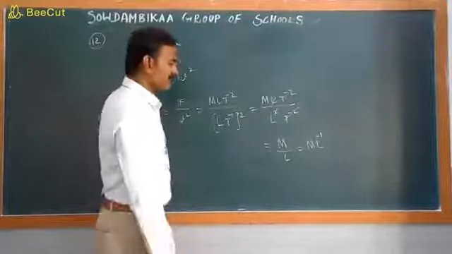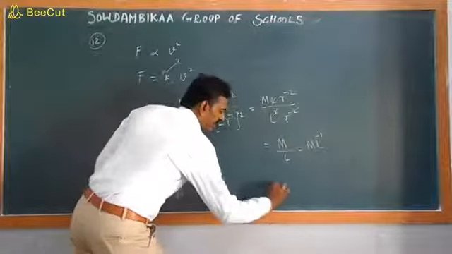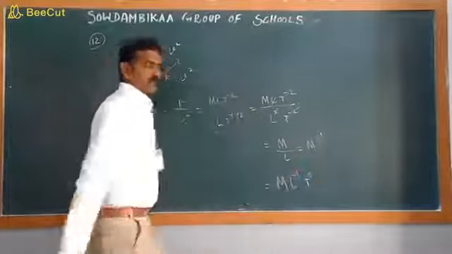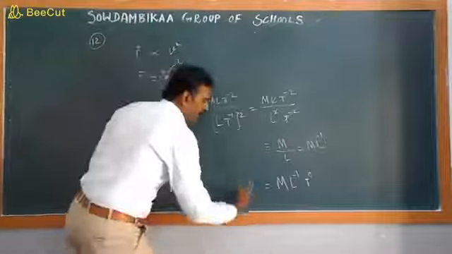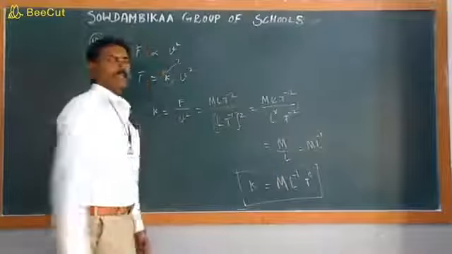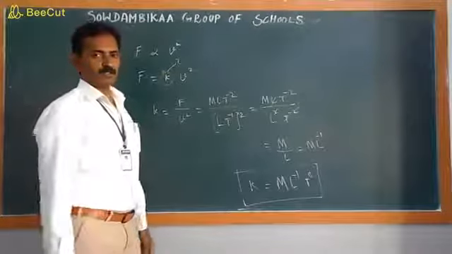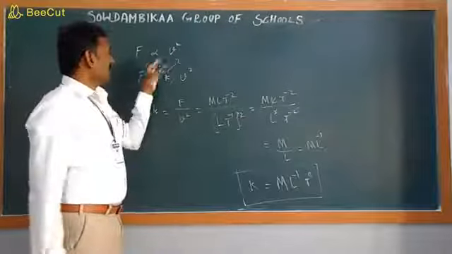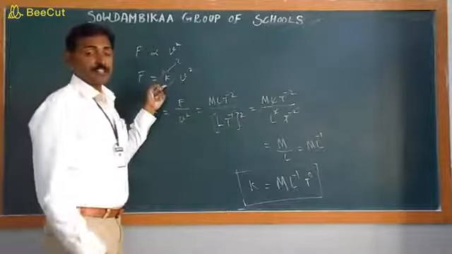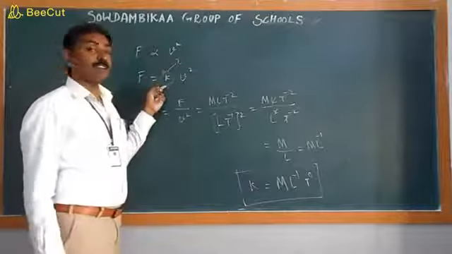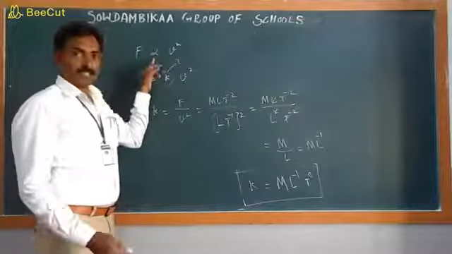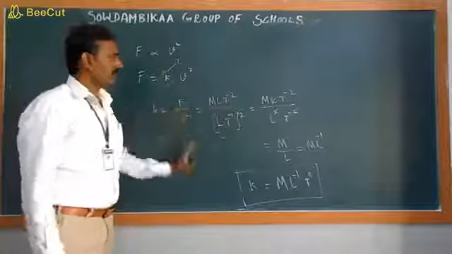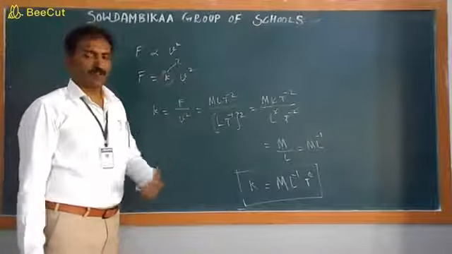Now what is the dimensional formula? It is M L inverse T power 0. That is the dimensional formula for the constant K. That is one more question present in our textbook: find the dimensional formula for the proportionality constant when the force is directly proportional to the square of its velocity. So that is the method to find the dimensional formula for K.